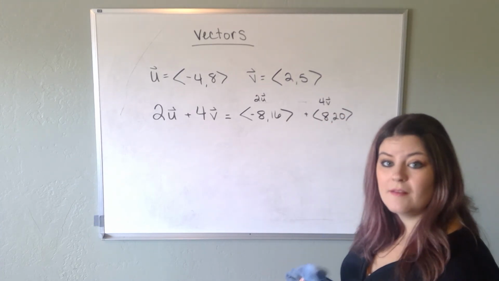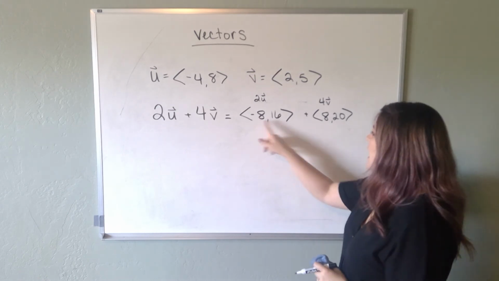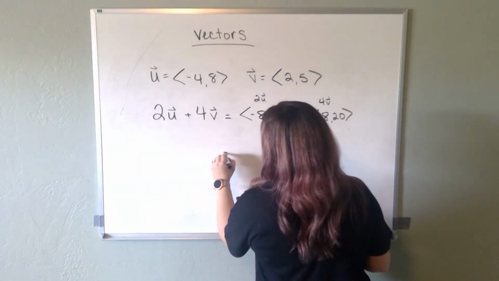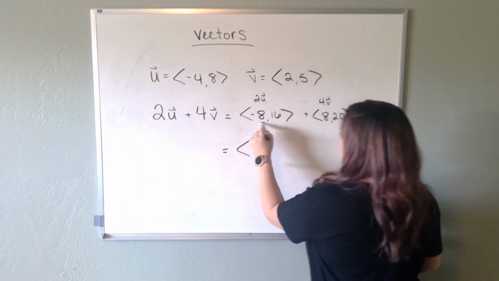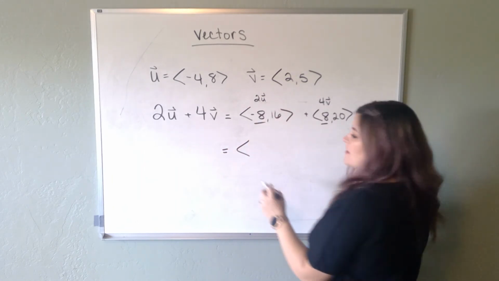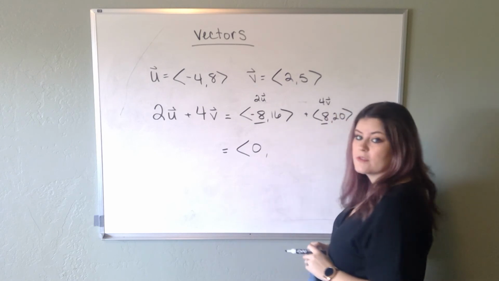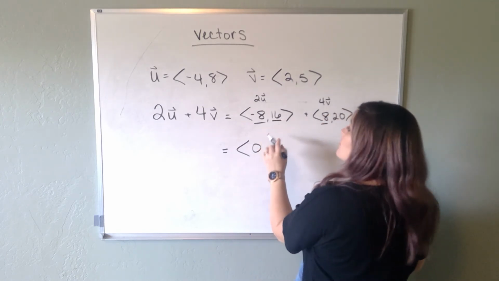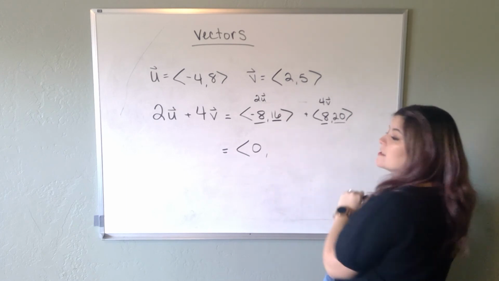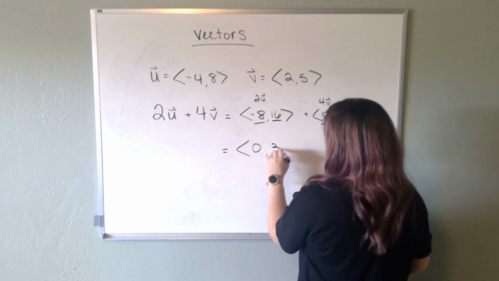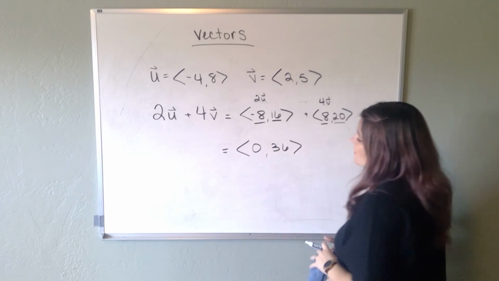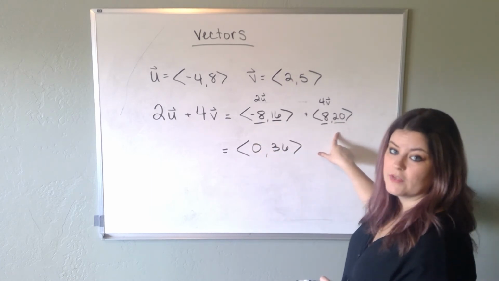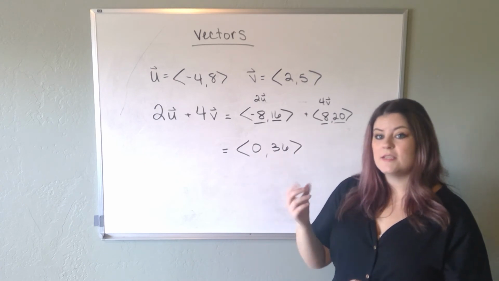Now what do we do? Well, I add together. Remember, adding the a's and adding the b's. So I'll have -8 plus 8. That leaves us with 0 for your horizontal component, or your a value. Positive 16 plus 20 is 36. So that's our answer. That is 2u plus 4v. We did the multiplication first, then we added.